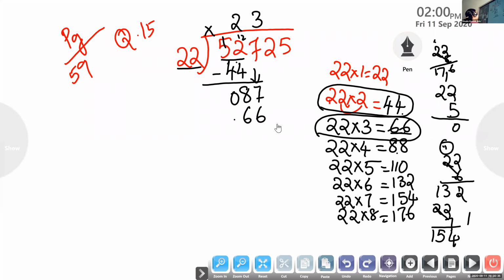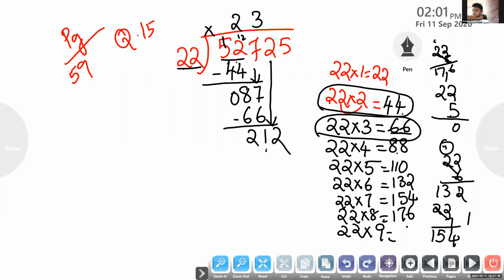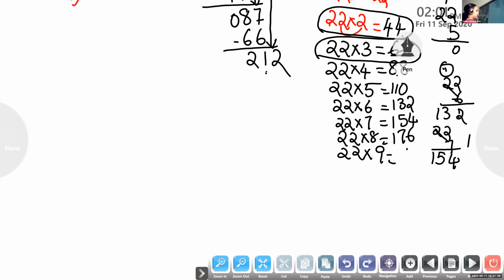22 into 3, so here we have 66. Then again we have to subtract. 7 minus 6 is 1. And 8 minus 6 is 2. Again, we have to check our divisor and remainder. The remainder is smaller, so we cannot divide. So what do we have to do again? Bring down. Here we have only till 176, so we will do 22 into 9. Check 22 into 9. Tell me. 198.